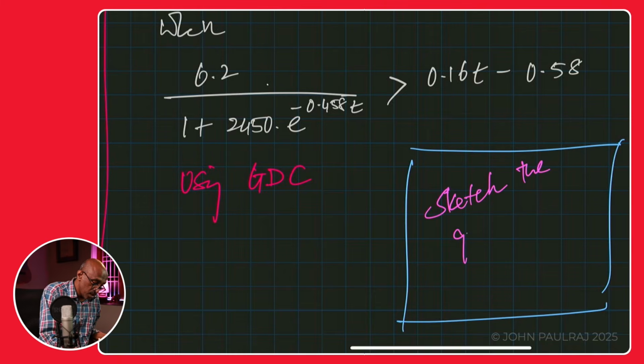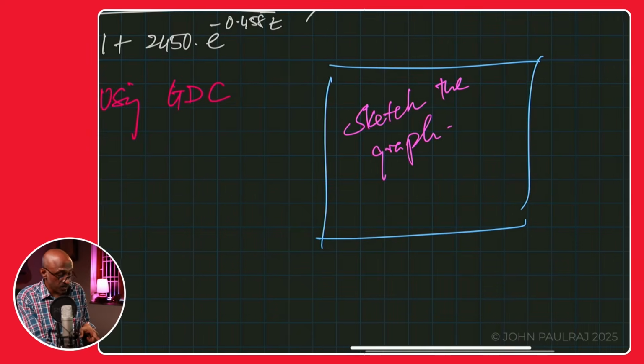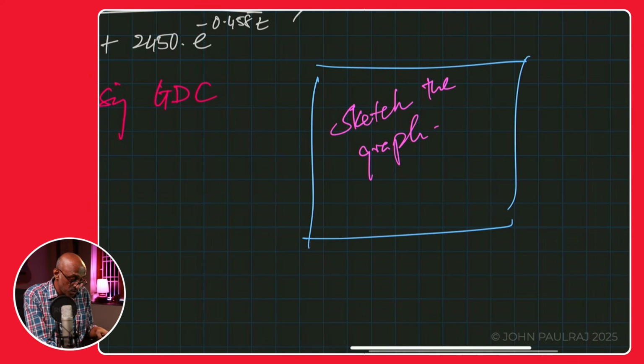I will show you how to use the graphing calculator, but this part you have to do. This is considered as working, okay? So whatever you see in the calculator, the graphical solution, make sure that you sketch the graph. That is going to be called working.